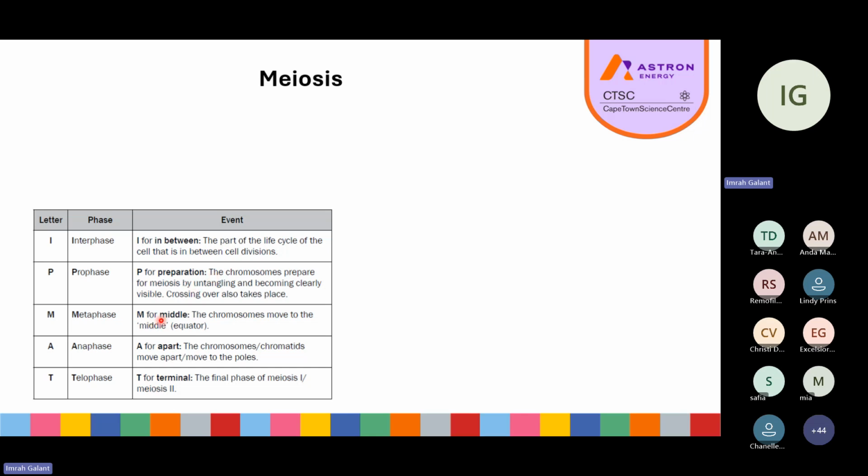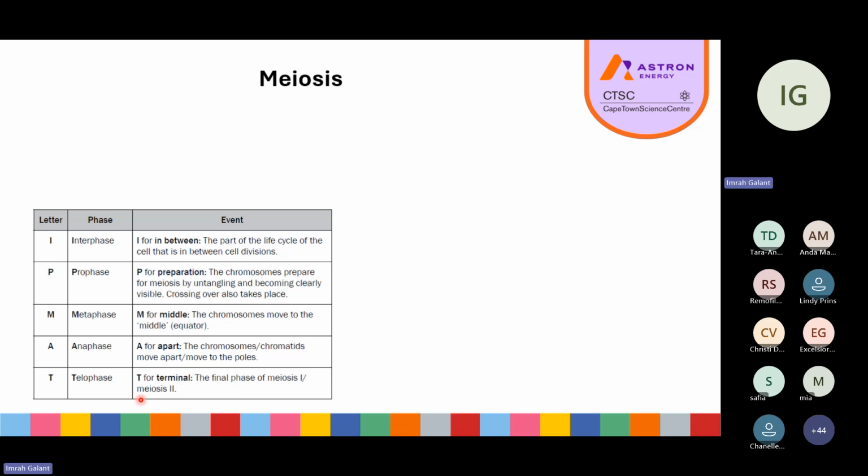Then metaphase, M for middle. So that one's quite easy to remember. The chromosomes move to the middle all along the equator, right? And that occurs obviously in both meiosis 1 and meiosis 2. Then anaphase, A for apart, the chromosomes, or chromatids in the case of meiosis 2, move apart or move to opposite poles. Then telophase, T for terminal, the final phase of meiosis 1 and meiosis 2.